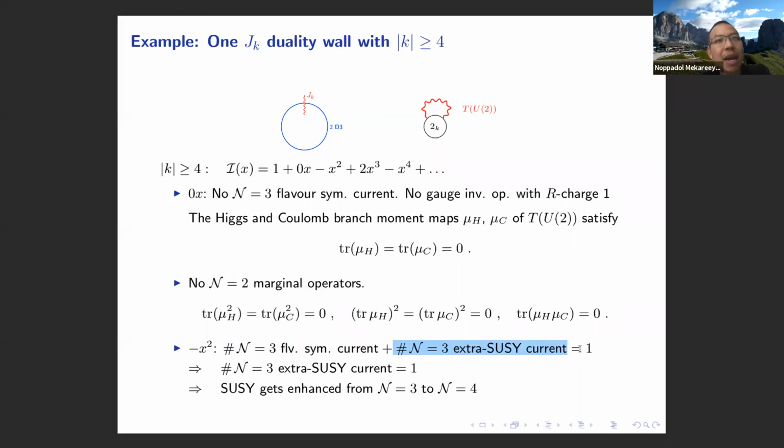Because the coefficient is -1. So a current is introduced with -1, okay. And we know that this piece is 0 because of the order x. So you conclude that there must be one N=3 extra SUSY current.